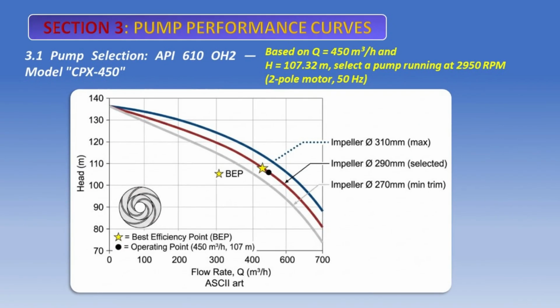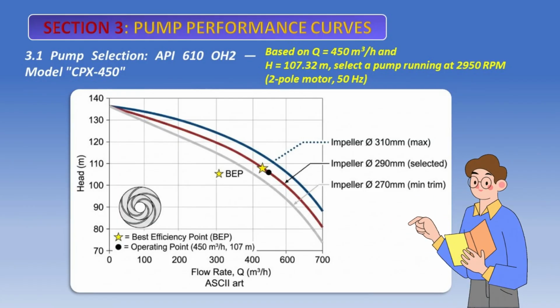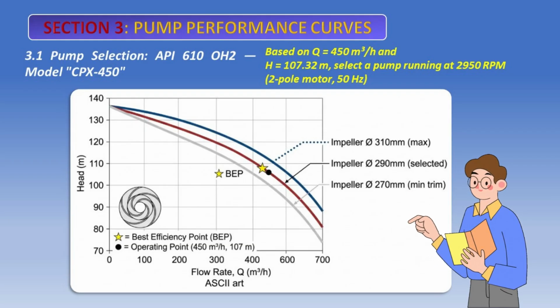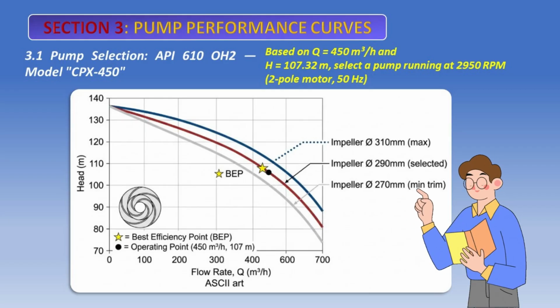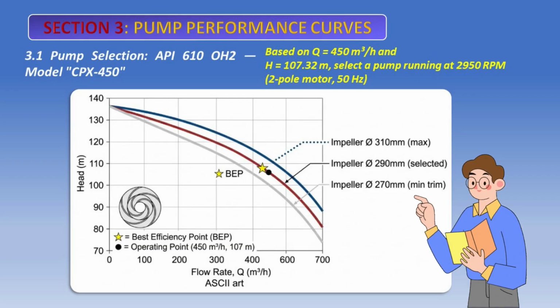Based on our requirement of 450 cubic meters per hour and 107.32 meters of head, we begin the pump selection process. We choose an API 610 OH2 pump. We select a model CPX 450 that is designed for these conditions.